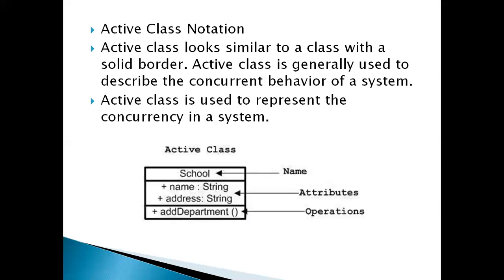Then active class. Active class looks similar to a class, with a solid border. What is the main difference? Here the active class borders are solid. Active class is generally used to describe the concurrent behavior of the system. It consists of name, attributes, and operations, the same as a class, but here the borders are solid.